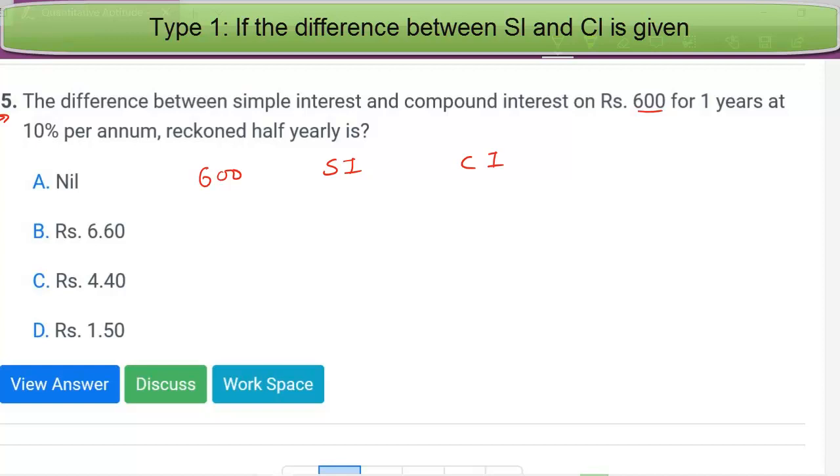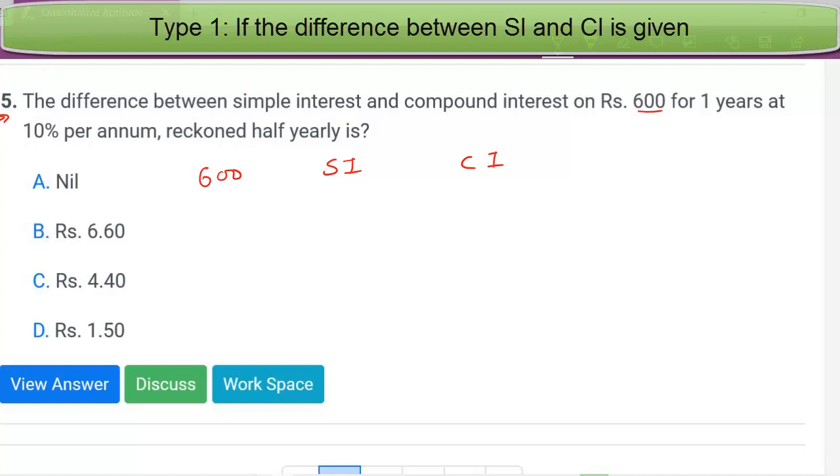Basically, if you talk about the simple interest, 10% per annum reckoned half yearly will be like 5% in 6 months and another 5% in another 6 months. So in simple interest we can get 10% of 600, which is basically rupees 60, right? So the difference, how will you get the difference?